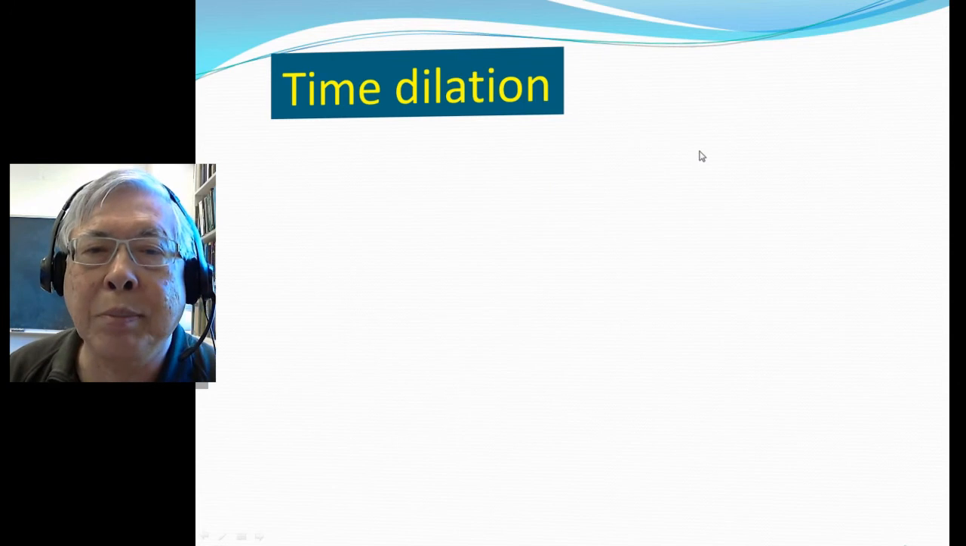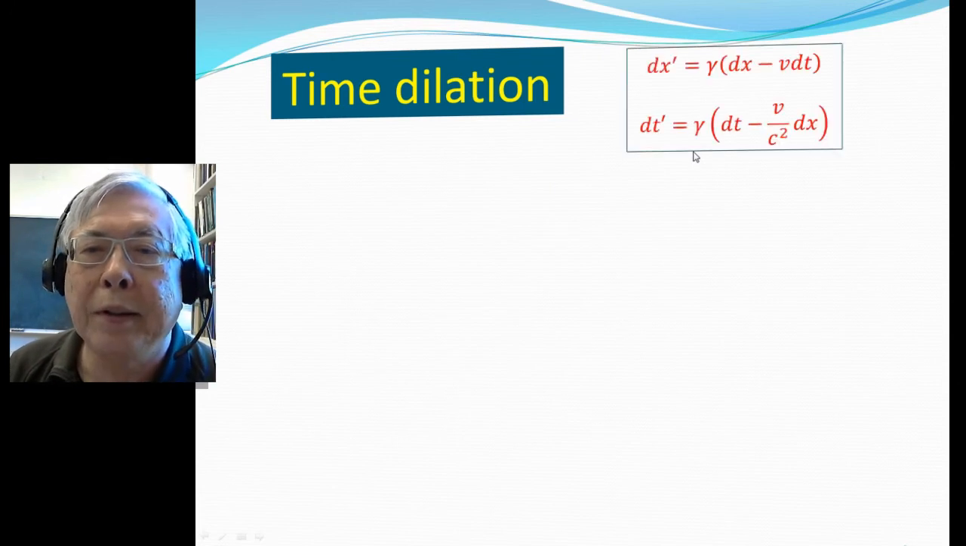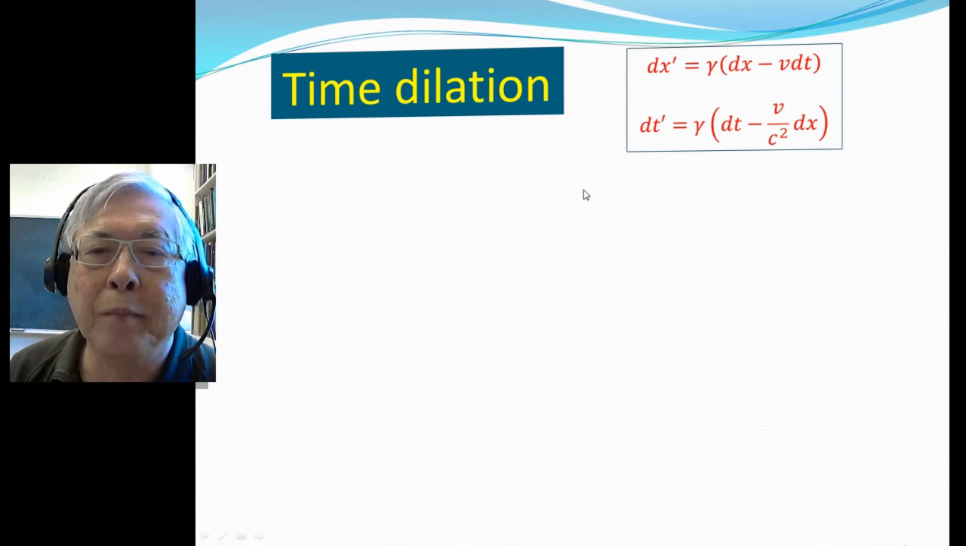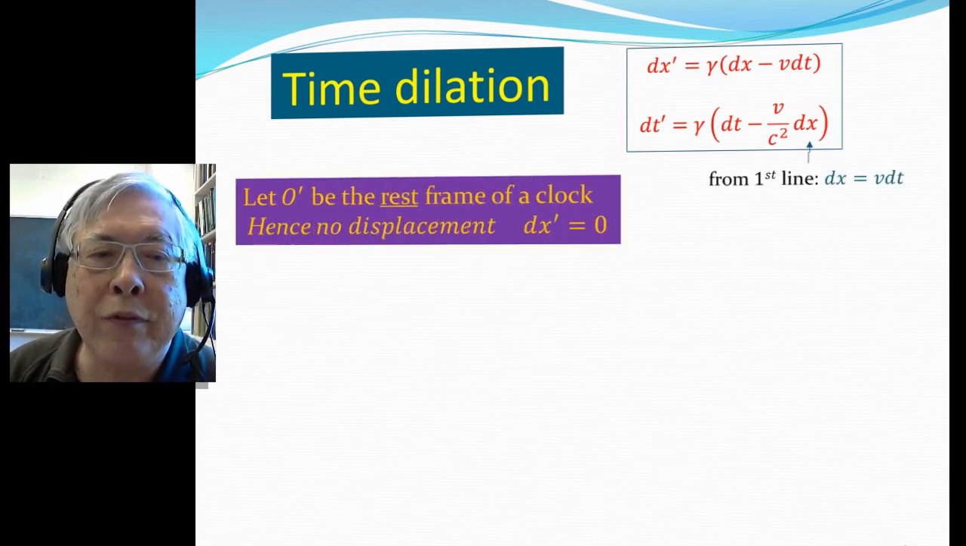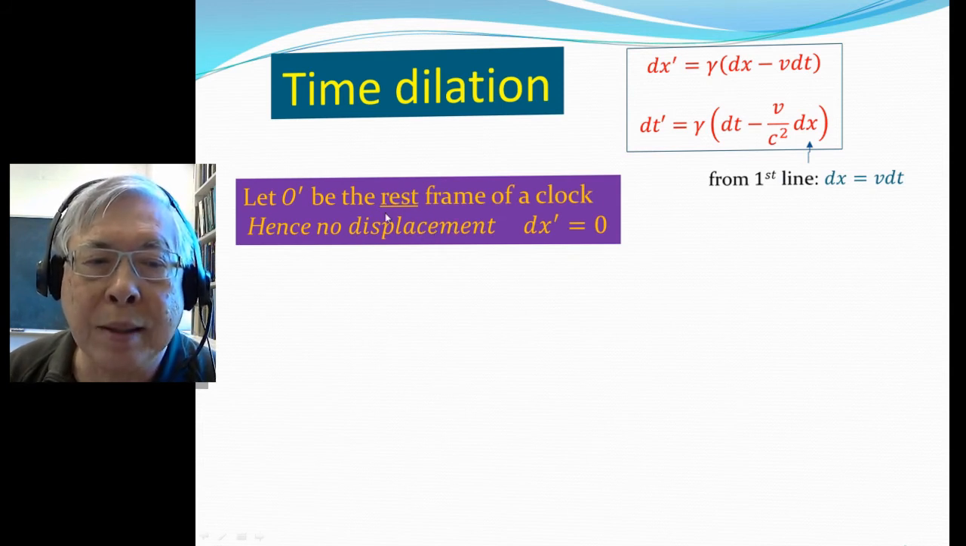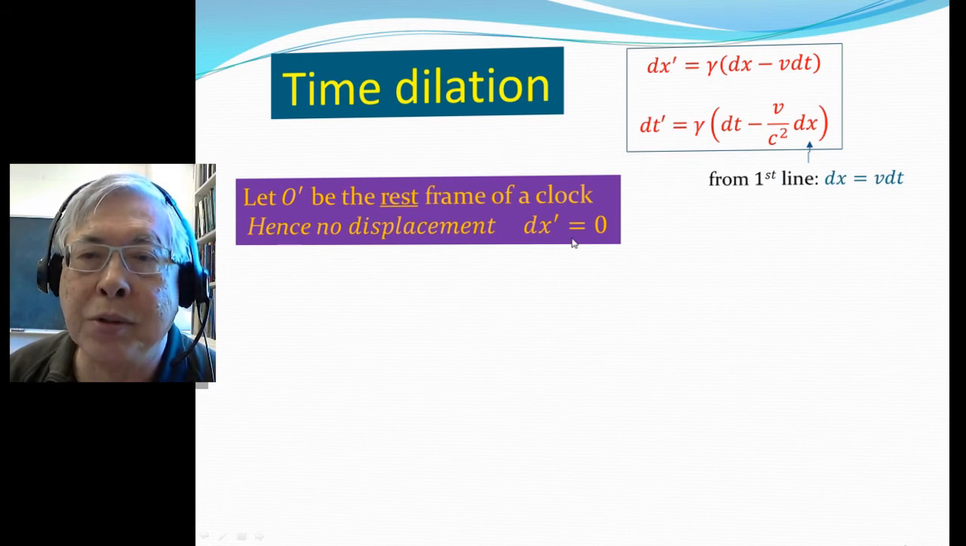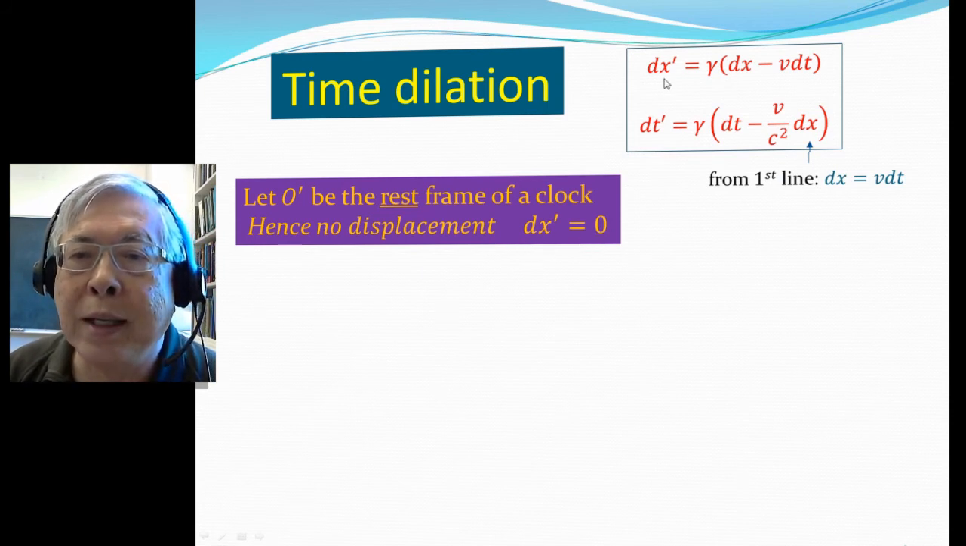Let's first talk about time dilation. Here's the Lorentz transformation written in terms of intervals. Now, when we compare time in the rest frame with the moving frame, if O prime is the rest frame of the clock, meaning the clock's not moving, so there's no displacement, the dx prime has to be equal to 0. If you set dx prime equal to 0, then dx must equal v dt.